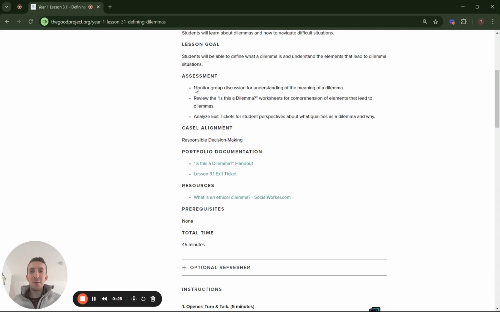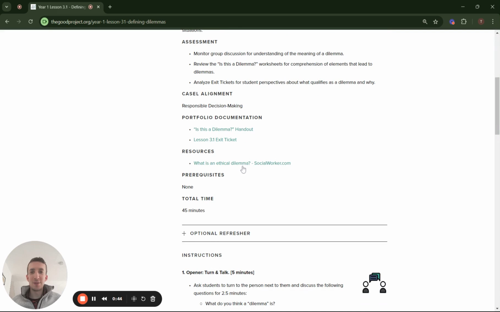You'll see here in the front matter as well, we have the assessment recommendations for how you'll be able to tell whether students are achieving the lesson goal, the CASEL framework alignment around responsible decision making this time, and then the portfolio documentation and a recommended resource about what is an ethical dilemma.